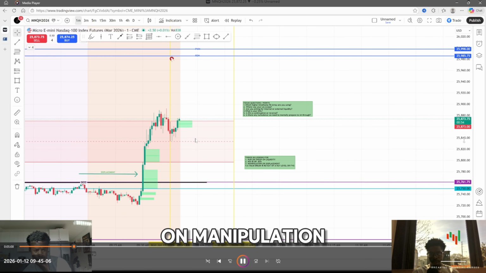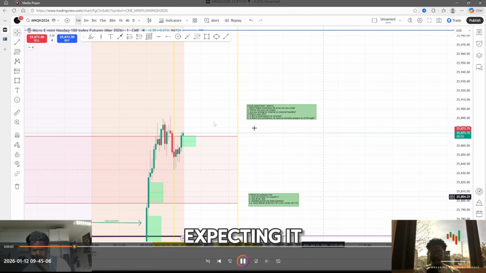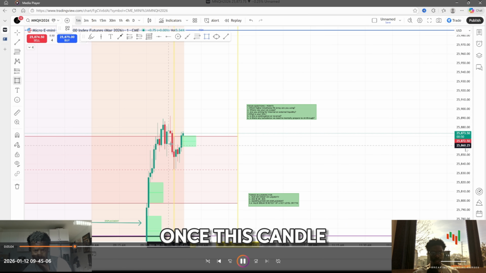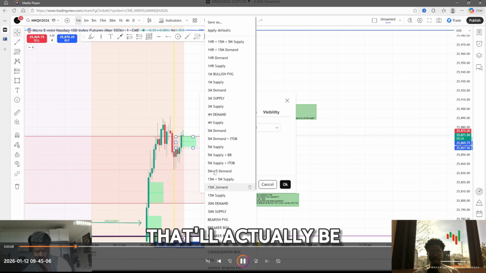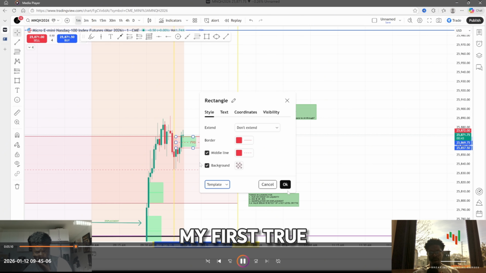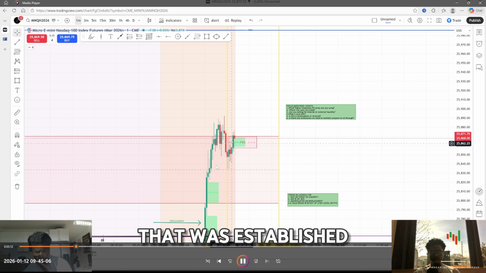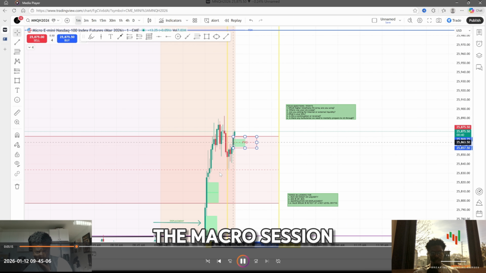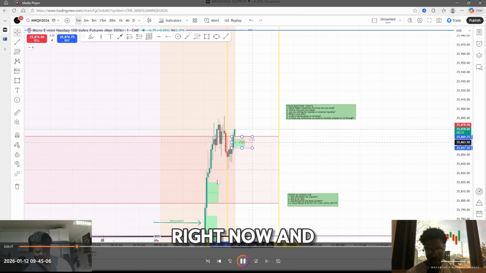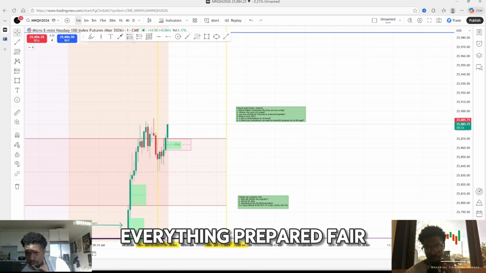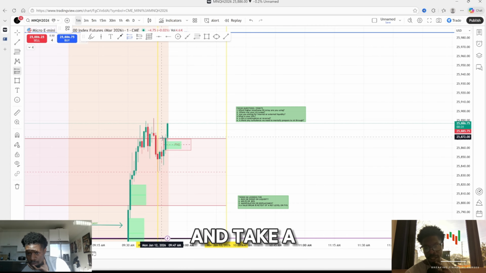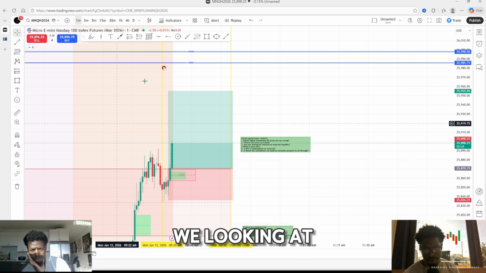I was waiting on manipulation. I was definitely expecting it. But as of right now, once this candle that's printing right now prints, that'll actually be my first true fair value gap that was established or created during the macro session. So that's why I'm going ahead right now and starting to somewhat mark it up and get everything prepared for me to go get hot and take a trade. So that's what we're looking at.